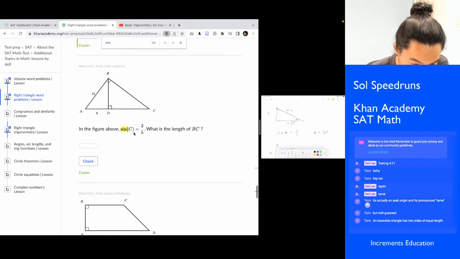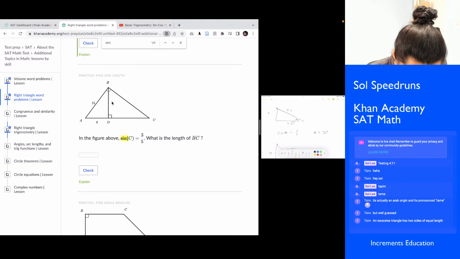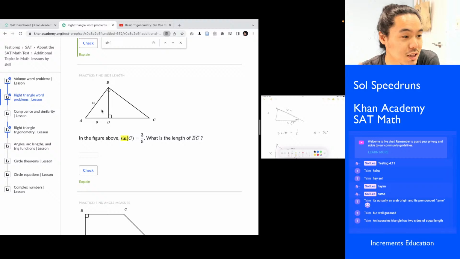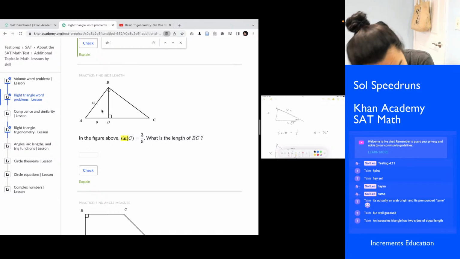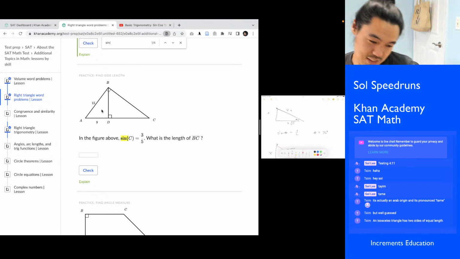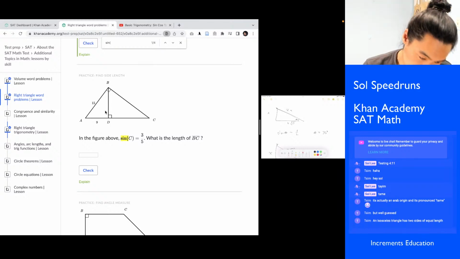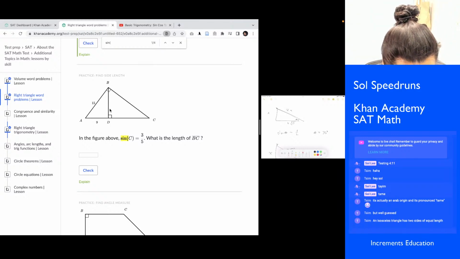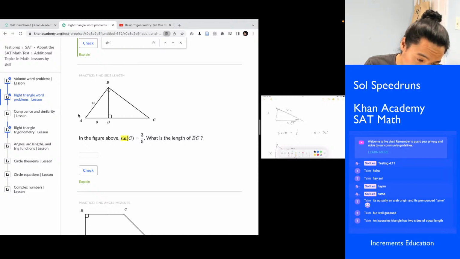So sine of C is 3/5. That's a really useful way of telling me the ratios. I see it. This is 3/5, that means 3, 4, 5. But that's only the ratios of 3, 4, 5. So it's 3x, 4x, 5x. So I could get 5x.